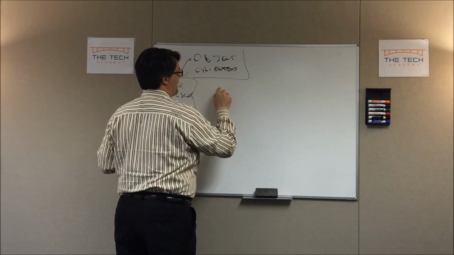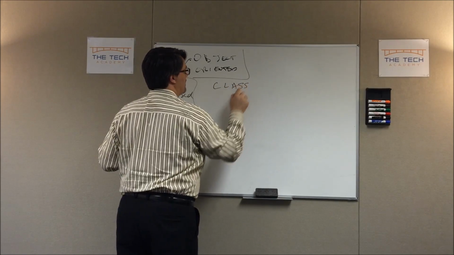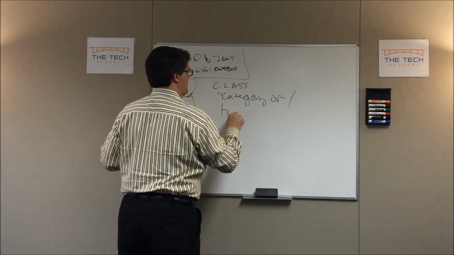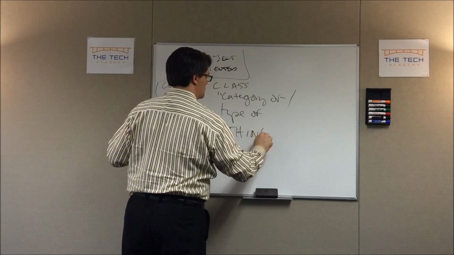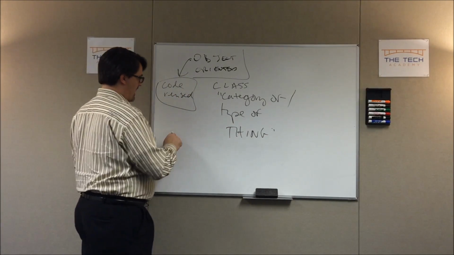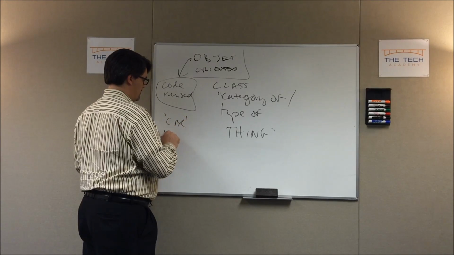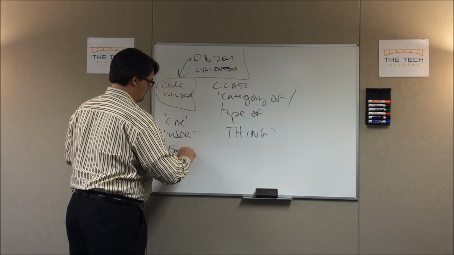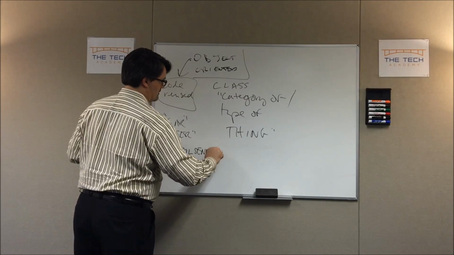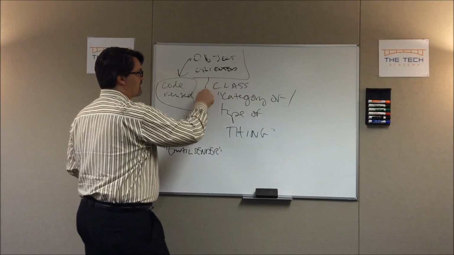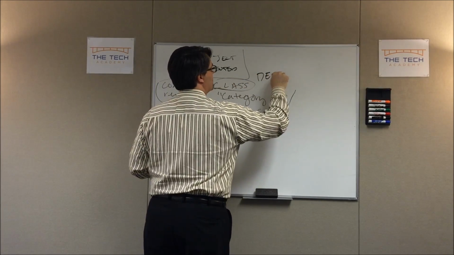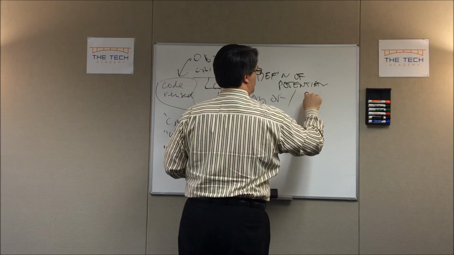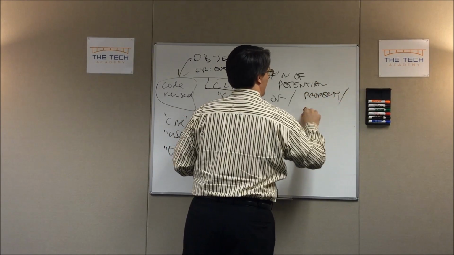So, here's how object-oriented programming works. In your code, you're going to define what's called a class. A class is a category or type of thing. So, where we had our examples before, you could have a car class or a user class, or to drop down to the bottom of the example, an email sender class. Now, here's what a class is. It's a definition of potential property and behavior.